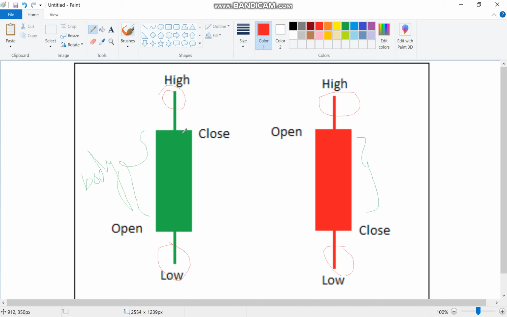In this case, let's take the example of the green candlestick. Suppose a stock opens at the price of 100 and it reaches maximum to the price of 125, and due to the buying and selling pressure it decreases to 95 and then finally gets closed at 110. So this is what it signifies.